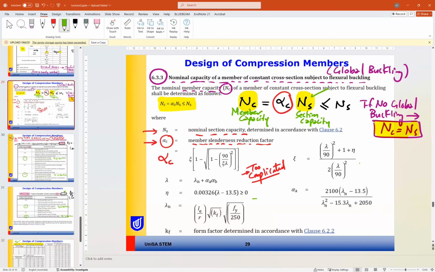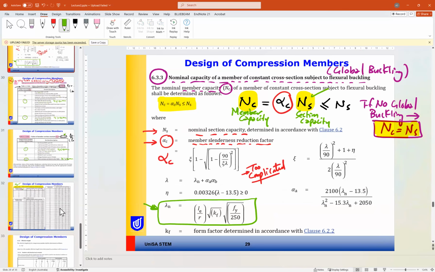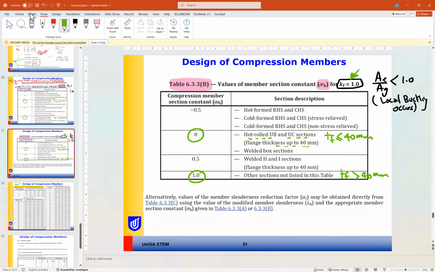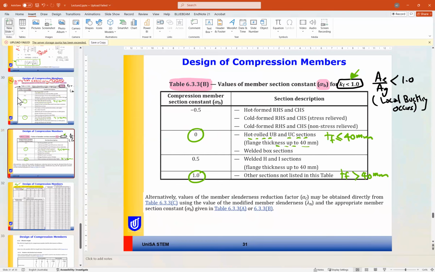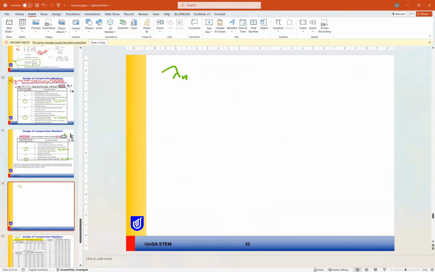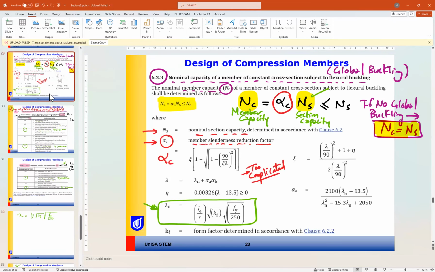Here is lambda n. So lambda n, if we add it here, equals L effective over r, root Kf, root f yield, divided by 250. So this is the factor, or the value, of lambda n.